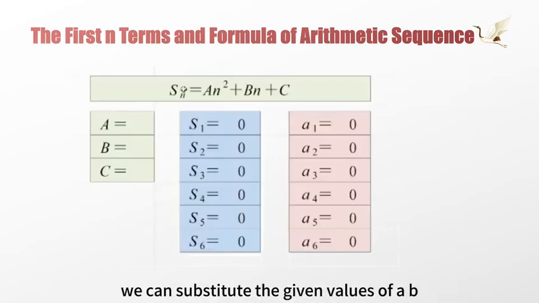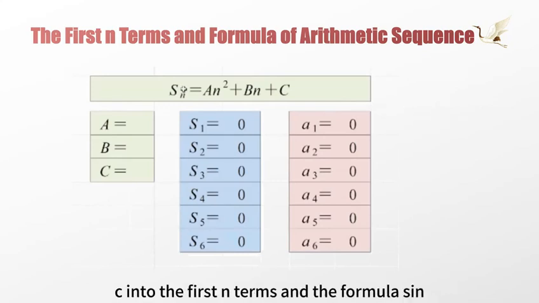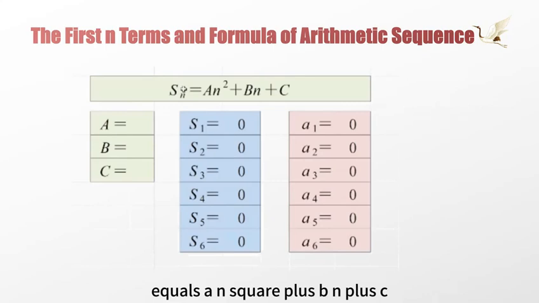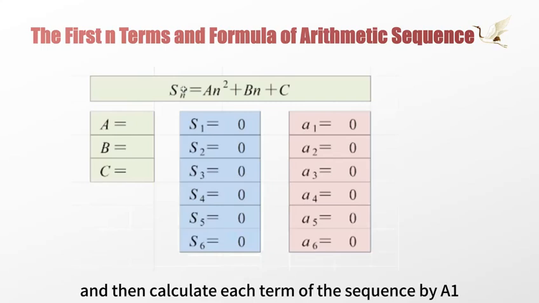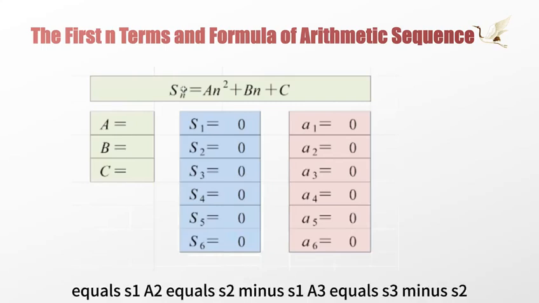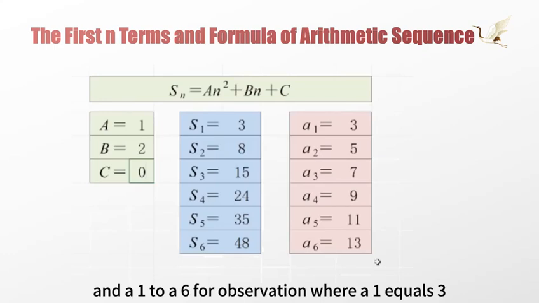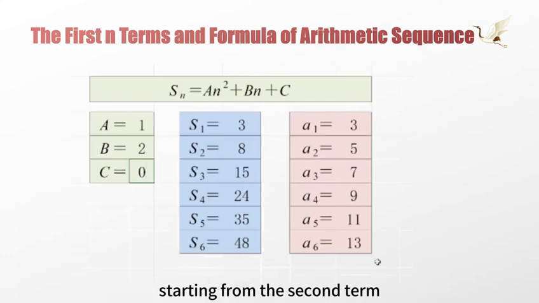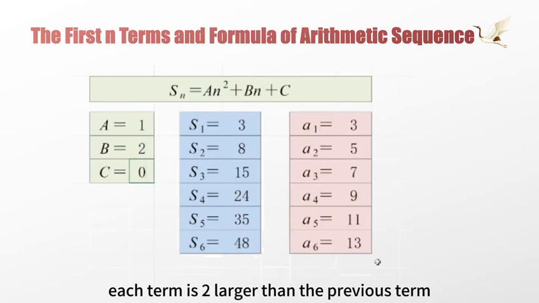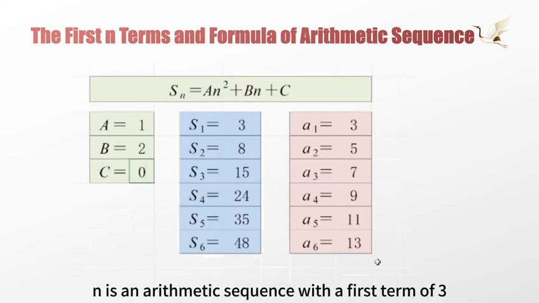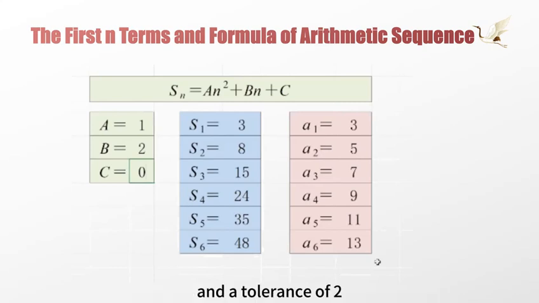In a spreadsheet, we can substitute the given values of a, b, c into the formula Sₙ = an² + bn + c, calculate the value of each Sₙ, and then calculate each term of the sequence by a₁ = S₁, a₂ = S₂ − S₁, a₃ = S₃ − S₂, and so on. Let's first take a as 1, b as 2, and c as 0. Calculate S₁ to S₆ and a₁ to a₆ for observation, where a₁ equals 3. Starting from the second term, each term is 2 larger than the previous term, and we assume that the sequence {aₙ} is an arithmetic sequence with a first term of 3 and a common difference of 2.